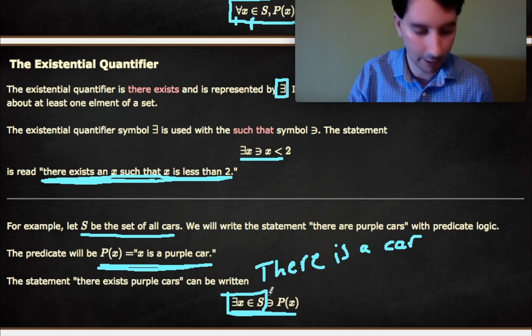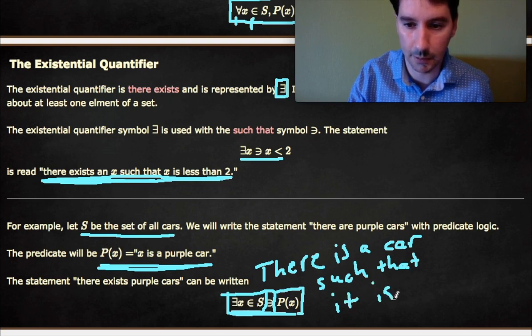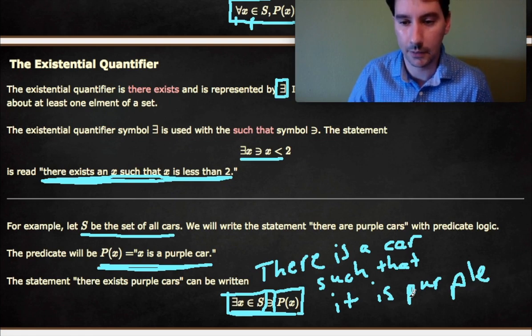Then we have this backwards membership symbol, which is "such that." And then P(x), which states x is a purple car. So there is a car such that, and then we could use "it" to refer to the x: it is purple. Doesn't sound very good when written exactly this way, but that's the way to write it in logic. And of course in English we would just say there are purple cars.